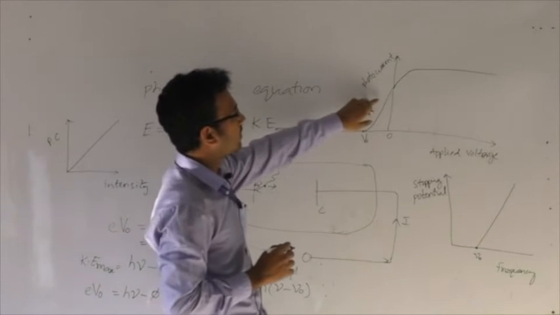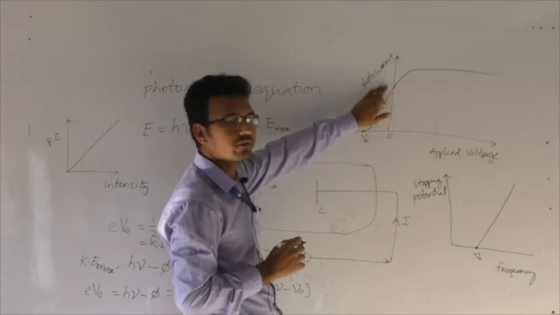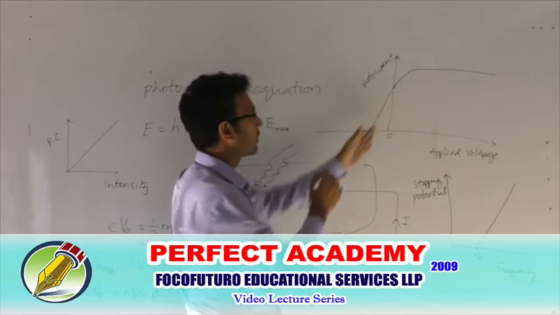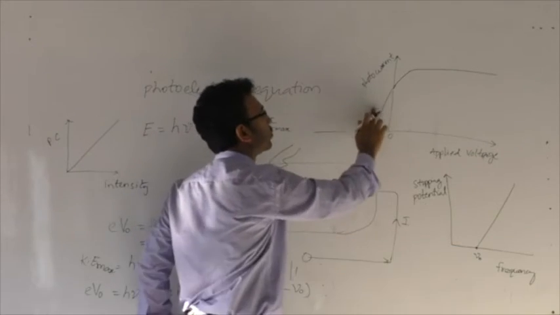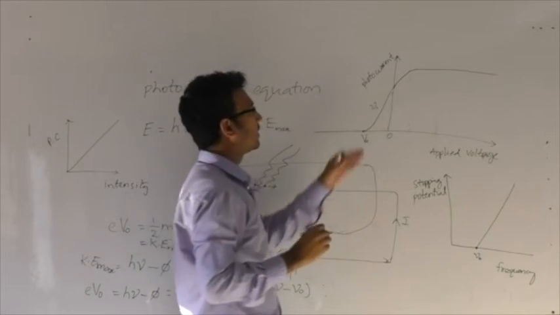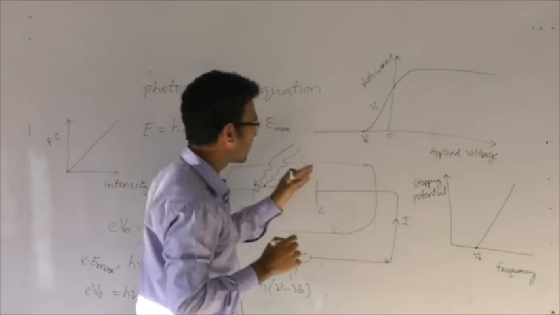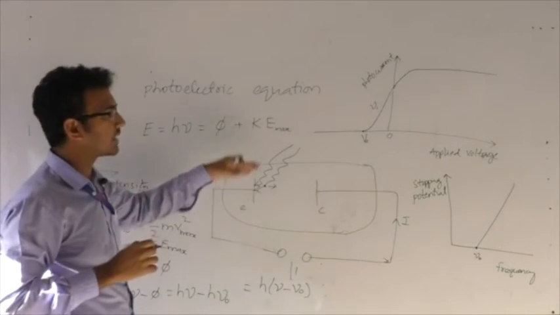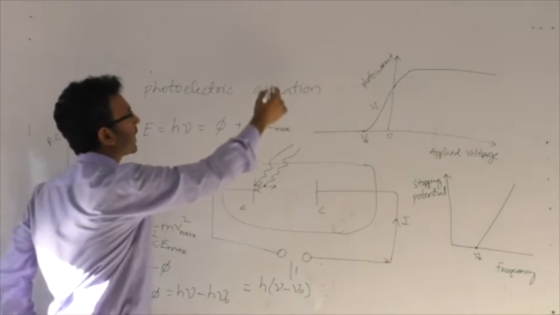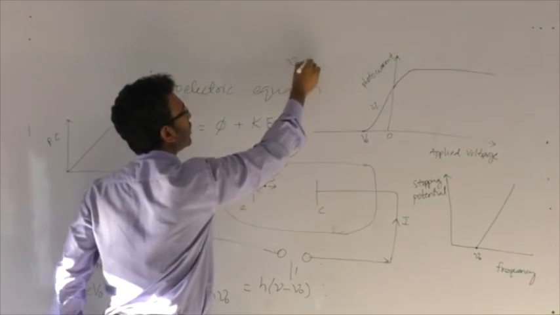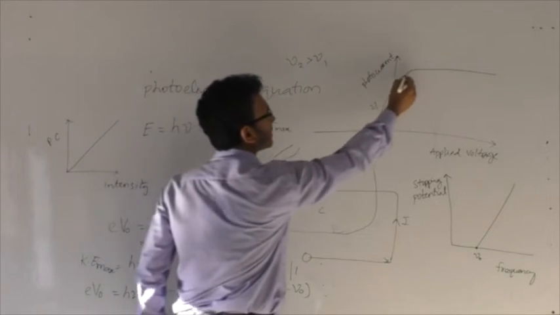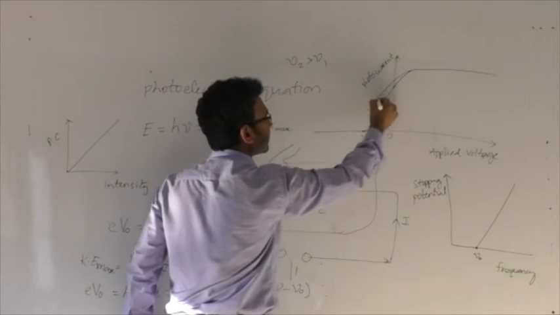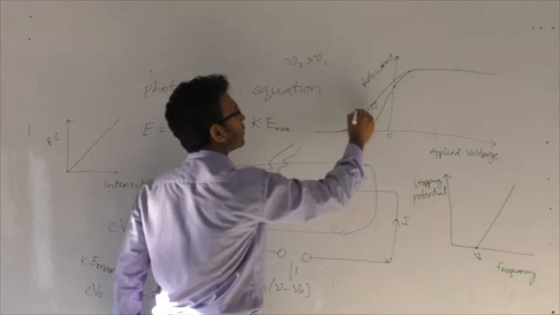What happens? Suppose this graph is given at a particular frequency, let's say f1, or nu 1. Let's say for the same material, I am now increasing the frequency of light. I'll apply some other frequency, nu 2, which is greater than nu 1. Then how will this graph look? It will come like this. This is for frequency nu 2.